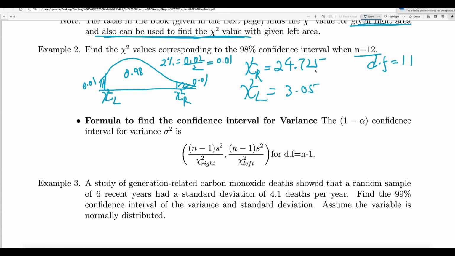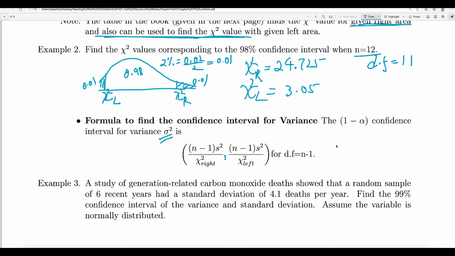So for every problem, if you want to find the confidence interval for variance sigma square or standard deviation sigma, we will need chi-square left and chi-square right. Now what is the formula to find the confidence interval? The formula is n minus 1 times s square over chi-square right. That is the first bound, and the second limit will be n minus 1 times s square over chi-square left. The numerator is the same, only the denominator differs.